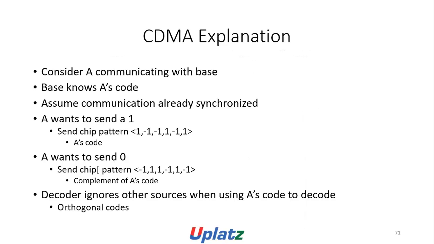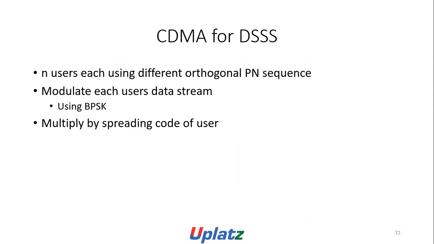CDMA explanation: consider A communicating with the base station, known as the code, and assume communication is already synchronized. If A wants to send a 1, it sends the chip pattern of its code. If A wants to send a 0, it sends the complement of the code. The decoder ignores other sources when using A's code to decode, because the codes are orthogonal.